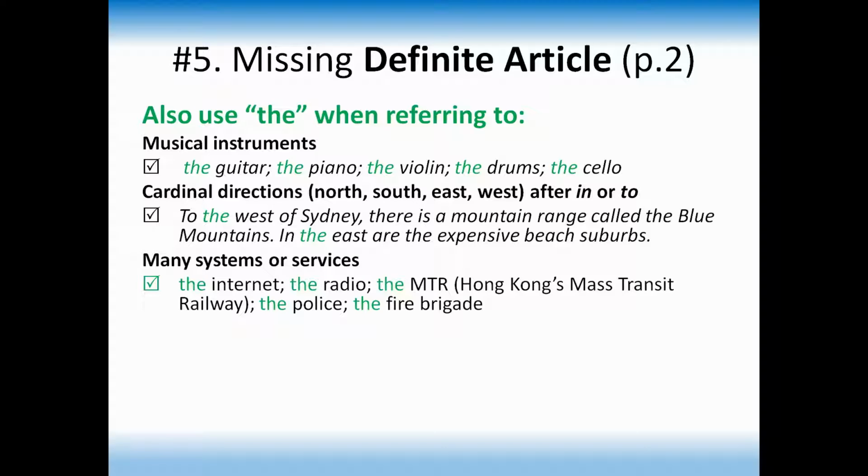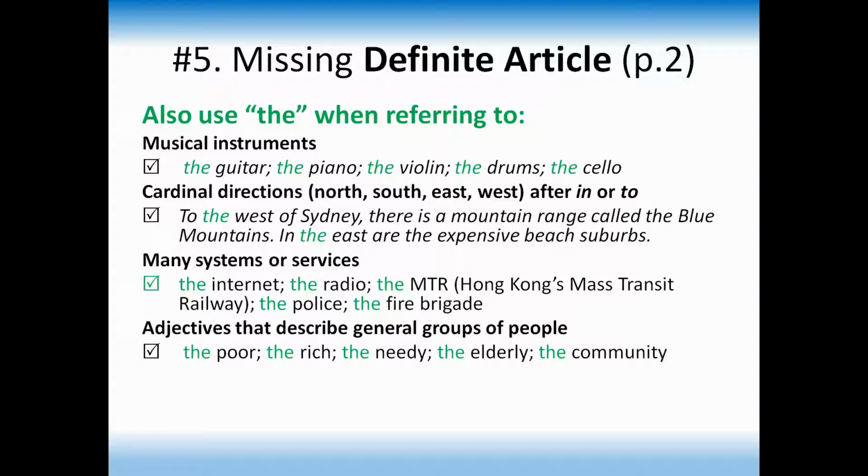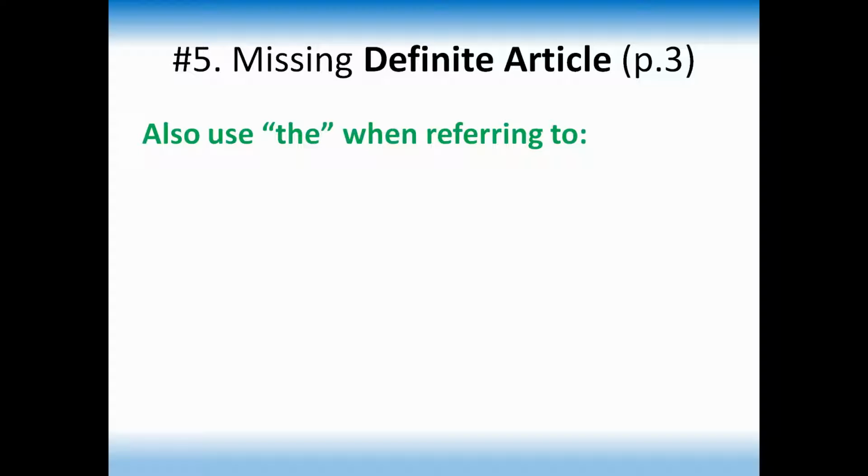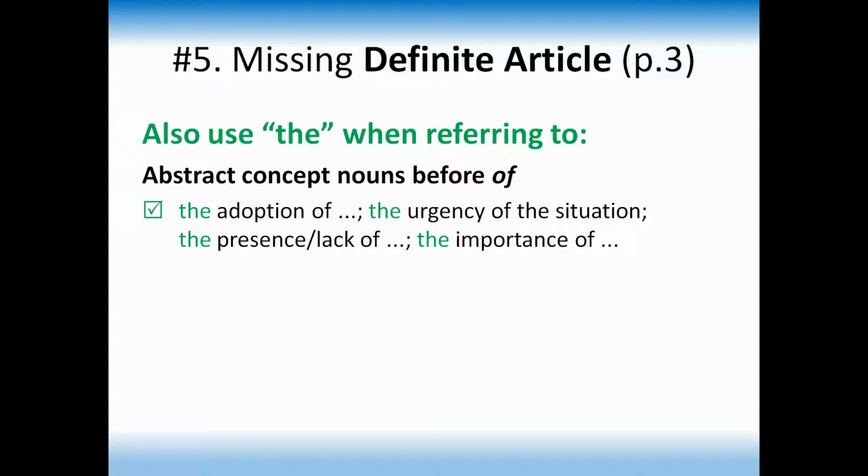Many systems or services, for example, the internet, the radio, the MTR, the police, the fire brigade, etc. Adjectives that describe general groups, the poor, the rich, the needy, the elderly, the community. Now, there is an exception to this rule. When talking about society in general, you don't need the. You say in society, but you need to use the for community. And the last situation is for abstract concept nouns, usually before the word of. The adoption of, the urgency of the situation, the presence of or the lack of, and the importance of.